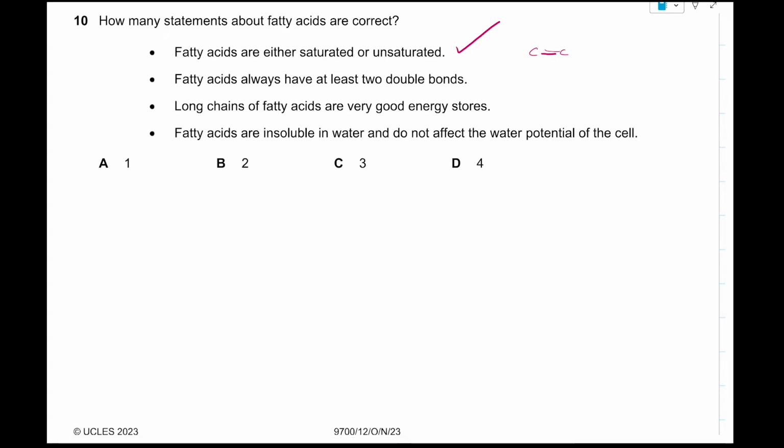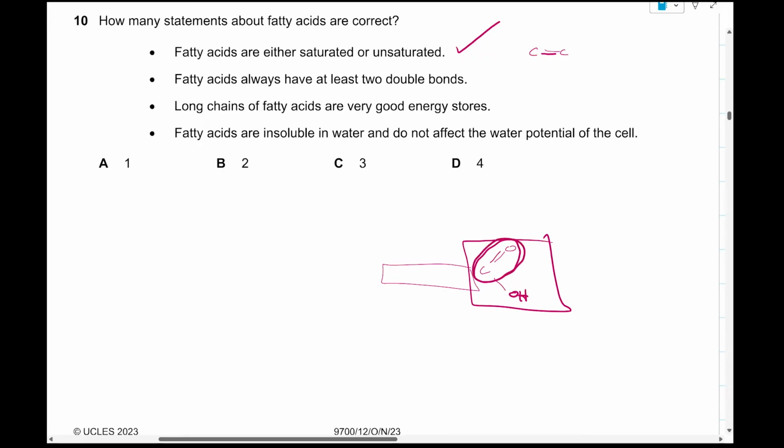Now, the second point, fatty acids always have at least 2 double bonds. Now, this is incorrect. It has at least 1 double bond because let's assume this is a long hydrocarbon chain. The end of the chain contains this formula here, a carboxyl group. Therefore, it has a carbon to oxygen double bond, so it must contain at least 1 double bond.